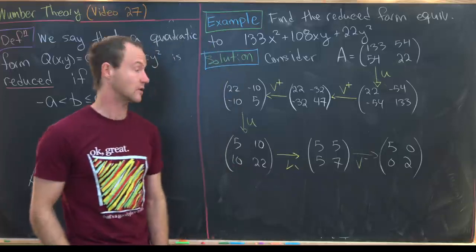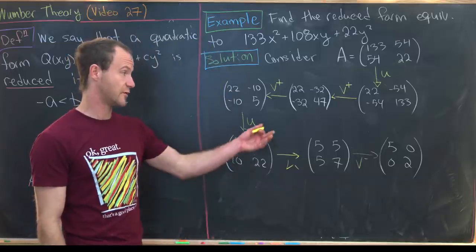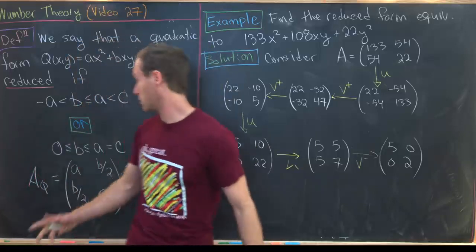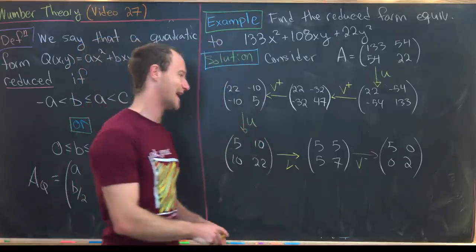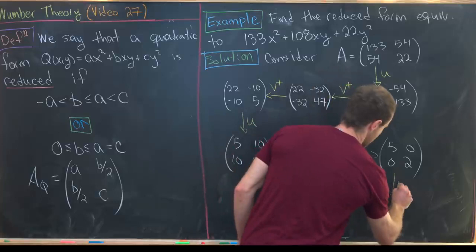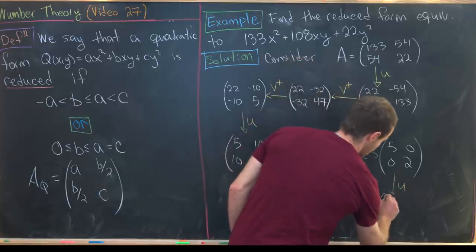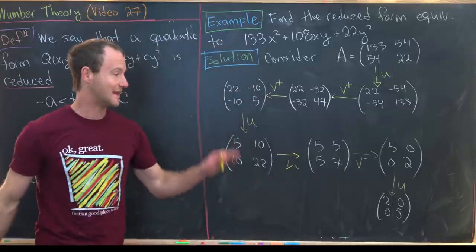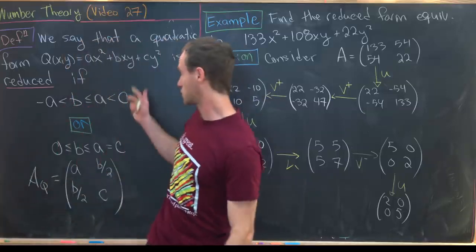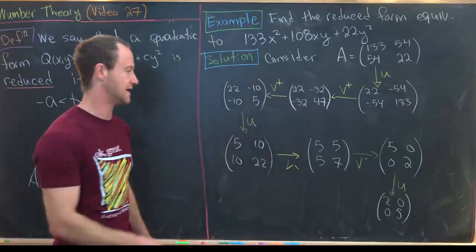So that's diagonal, which is nice. But now if we've got B values of 0, we're definitely satisfied over here. So that's good. But our A and C are out of order. So we'll apply a U and we'll get 2, 0, 0, 5. And now everything is sorted out. This rule over here is satisfied.